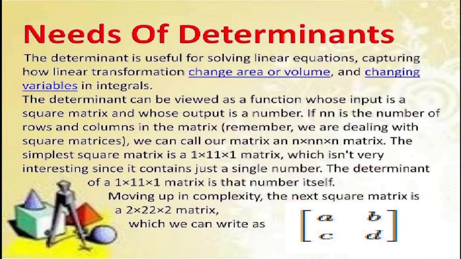The simplest square matrix is a 1 by 1 matrix, which isn't very interesting since it contains just a single number. The determinant of a 1 by 1 matrix is that number itself. Moving up in complexity, the next square matrix is a 2 by 2 matrix, which can be written as a, b, c, d. I hope you have understood what the determinant is. Now, let's have a look at its order.